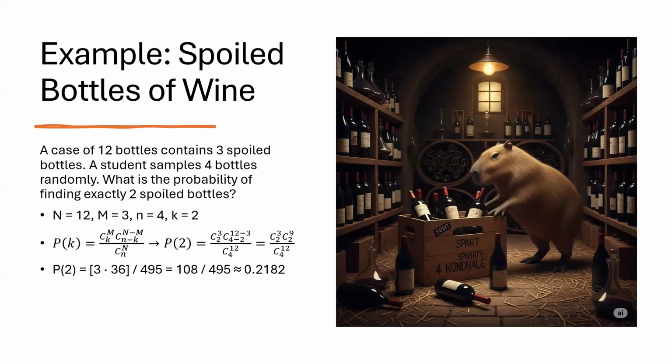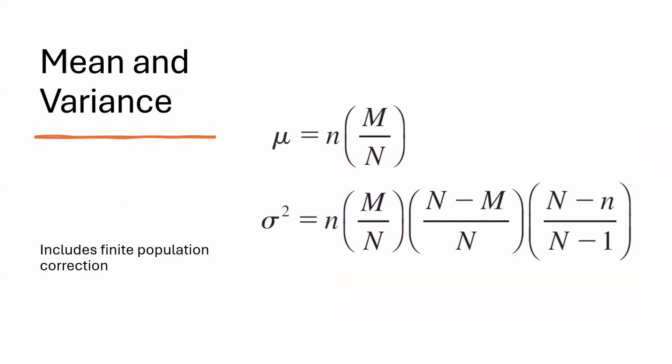Hypergeometric problems often involve these kinds of combinations, and technology is very helpful for calculating them efficiently. Just like other distributions, we can calculate the mean and variance of a hypergeometric distribution. Our mean is lowercase n times capital M divided by capital N, and the variance, sigma squared, is equal to little n times capital M over capital N.